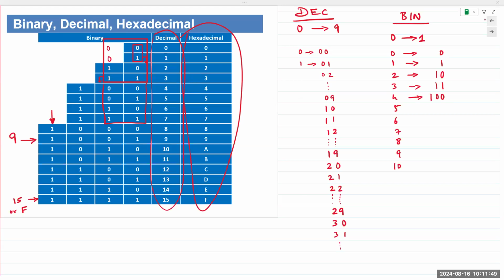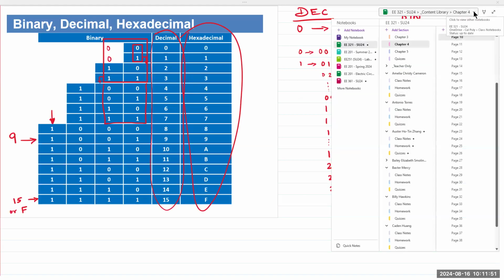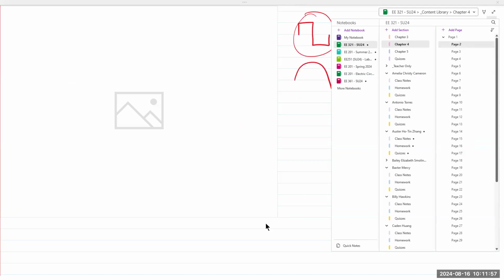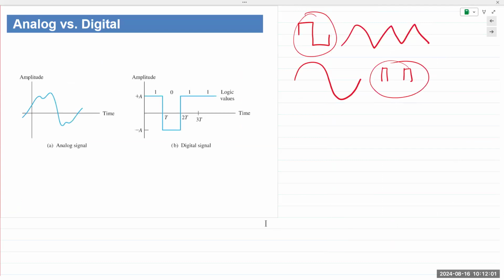So far we've studied analog circuits and analog circuit analysis. In this chapter, we're looking at digital circuits and what it exactly means. So analog signals are continuous signals. They can take any shape or form. Digital signals only have two values versus analog that can take infinite number of values, right?